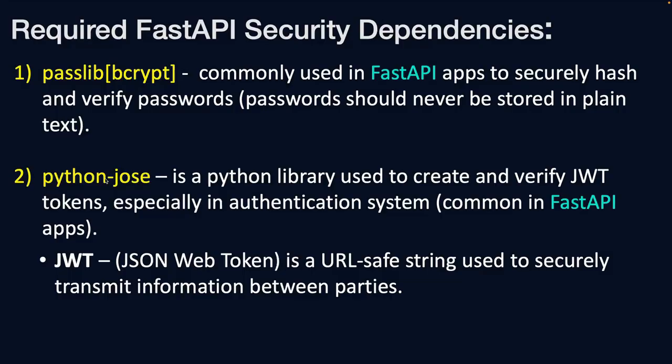Python Jose is a library that is mostly used to create and verify JWT tokens, especially in authentication systems, very common in FastAPI apps. JWT stands for JSON Web Token and is a compact, URL-safe string used to securely transmit information between parties. Most commonly used for authentication and authorization in web applications and APIs.